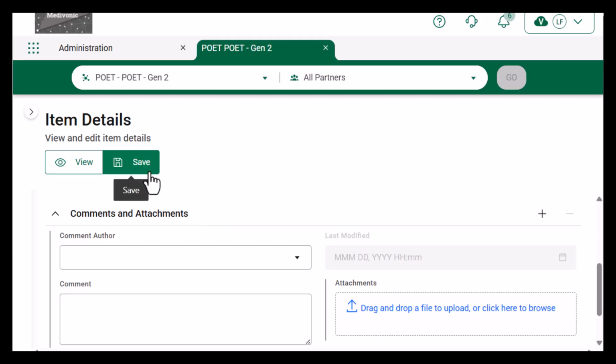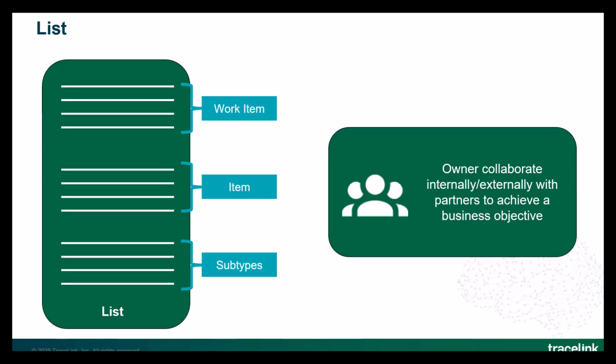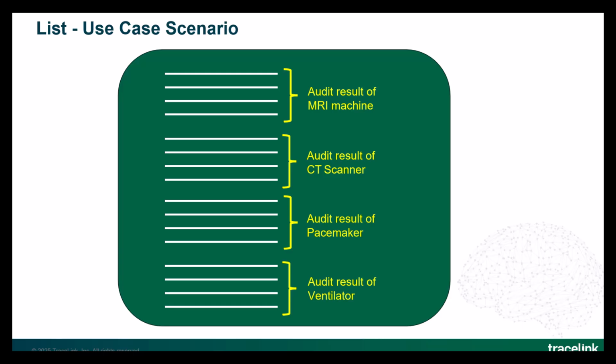Then save. A list is a multi-enterprise business object that allows you to group multiple items, work items, and subtypes. Owners can collaborate internally or externally with partners to track and complete a series of items in a list required to achieve a business objective. In this scenario, MedNova Systems uses the list-based object in Poet to manage and monitor its quality and compliance audits across multiple facilities and devices.